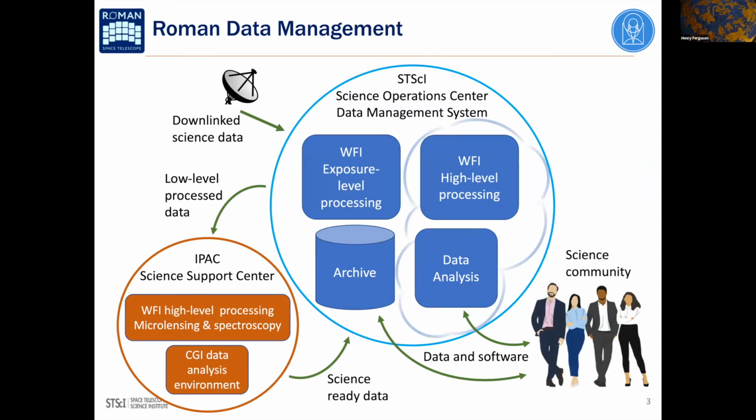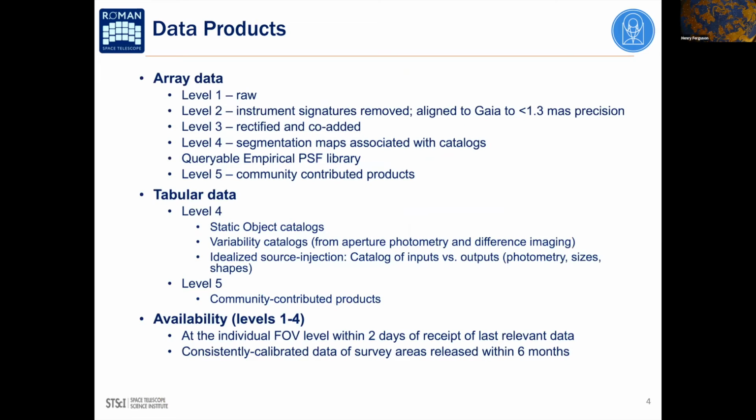So this just gives you a high level view. Exposure level processing takes place. The microlensing and CGI and spectroscopy high level processing happens at SSC. It all comes back to the archive. The science community will access things through a uniform interface without having to worry in particular about where the data are. And then there will be a platform.